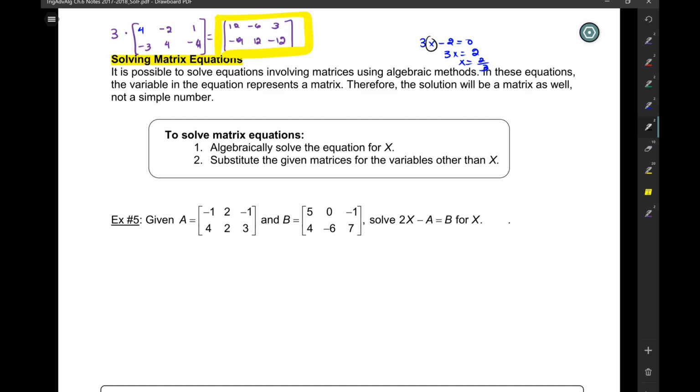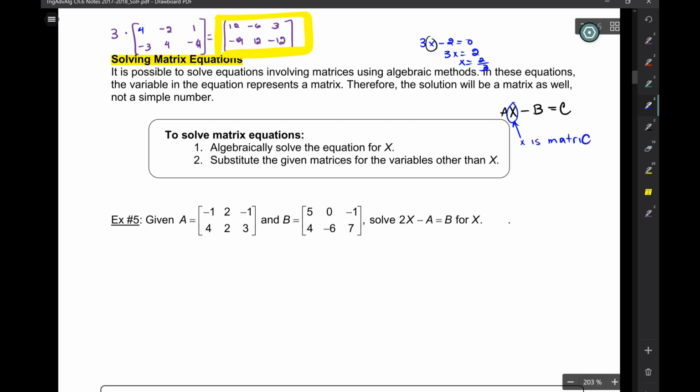You could do the same thing with matrices, all right? So I could have an equation, actually A times capital X minus B equals, let's say, C, okay? And now when I solve for X, X is not a number, X is a matrix, okay? So those are called matrix equations. All right, how do we solve a matrix equation? We algebraically solve the equation for X, and then we substitute the given matrices.